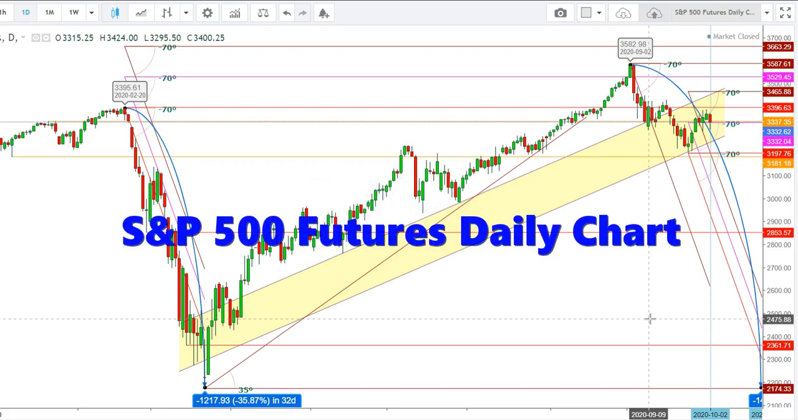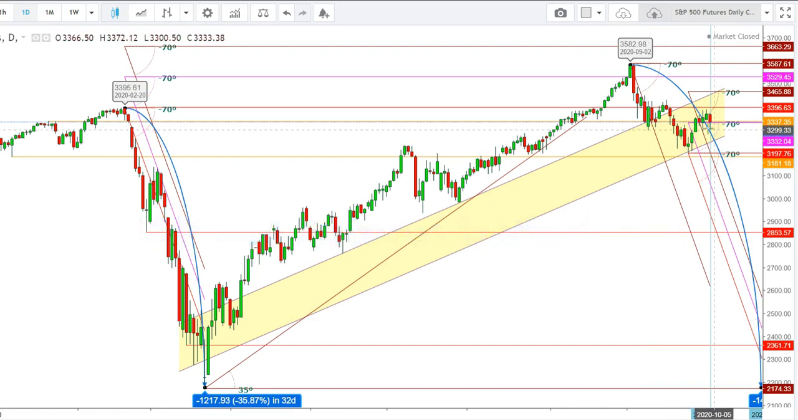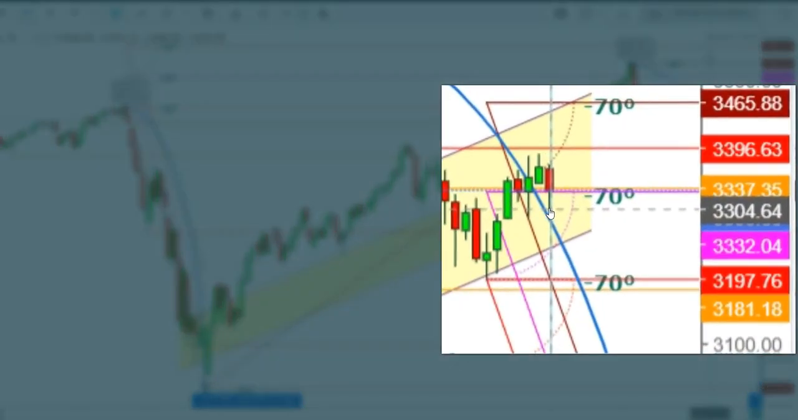So let us start the day to analyze the movements of S&P 500 futures in a daily chart first. So here you can see that the S&P 500 futures have tested the lows of 3300 on October 2nd. So here I find that our trend looks very weak.